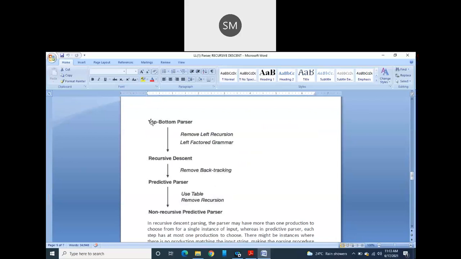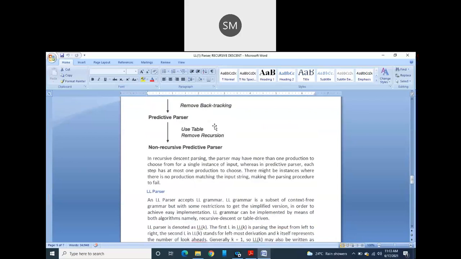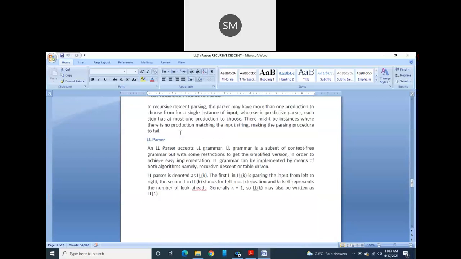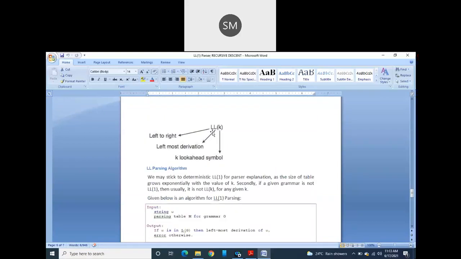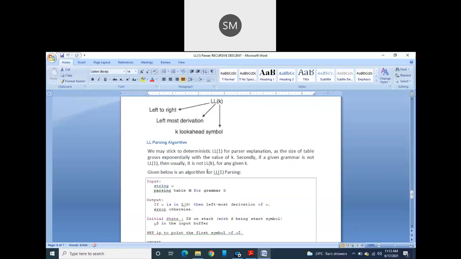Now I am going to give you some categorization here. LL parser. I already told you about the LL parser and LL grammar. In this MS Word file, at the top, I had shown you it was written like this, LL1. What do you mean by this? It means how many characters I should look ahead.